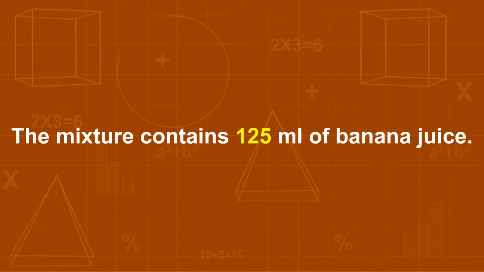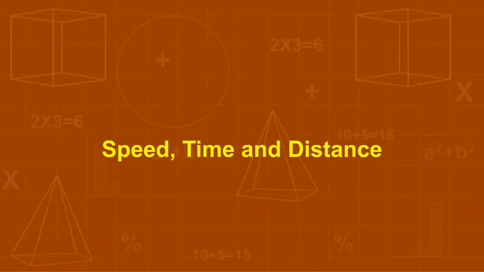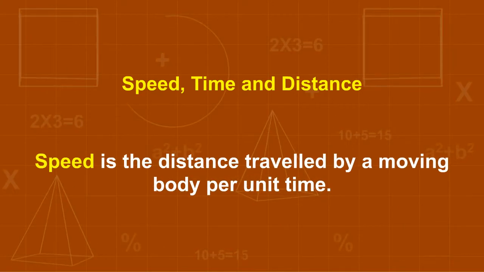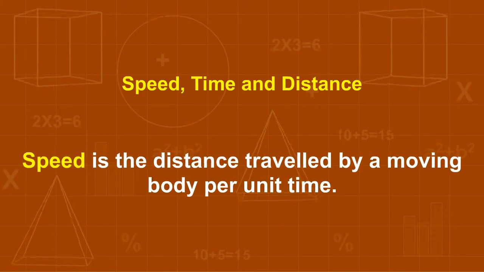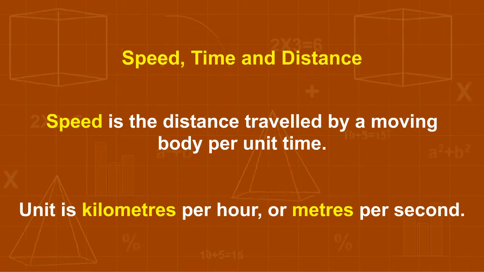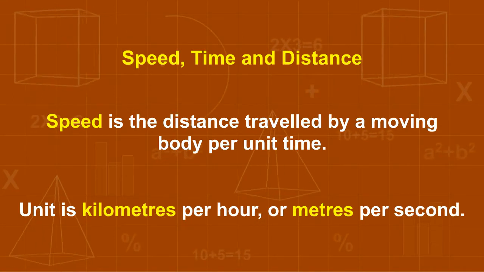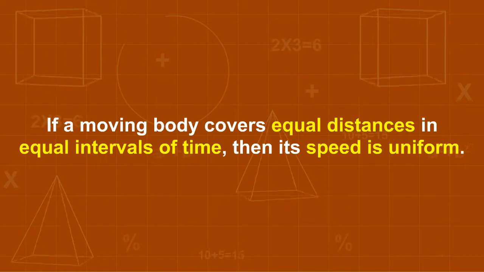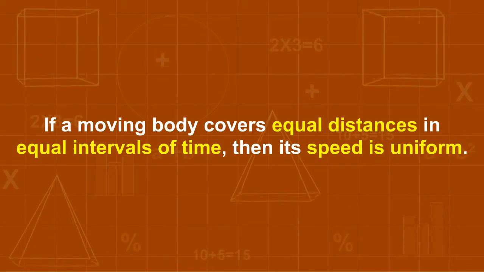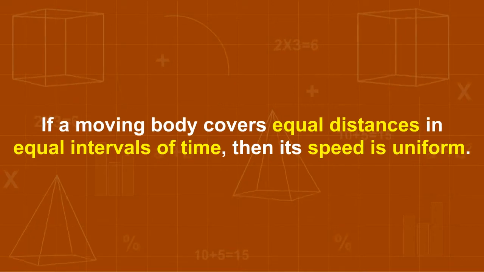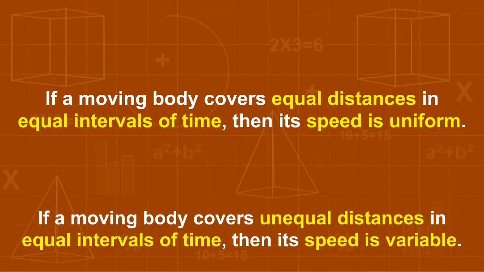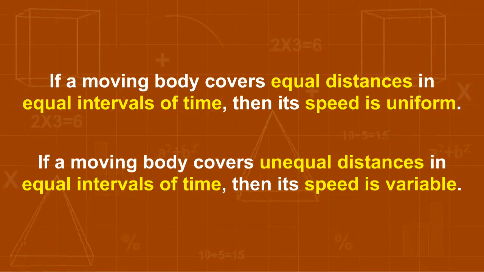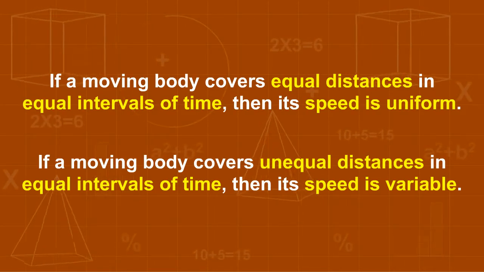Now we will study something about speed, time and distance. Speed is the distance traveled by a moving body per unit time. Its unit is kilometers per hour or meters per second. If a moving body covers equal distances in equal intervals of time, then its speed is said to be uniform. If a moving body covers unequal distances in equal intervals of time, then its speed is said to be variable.